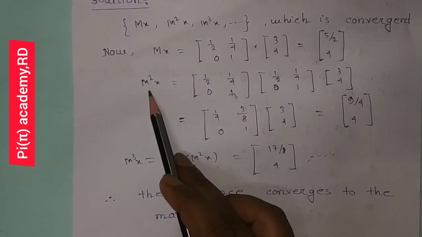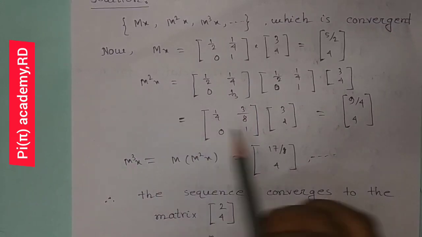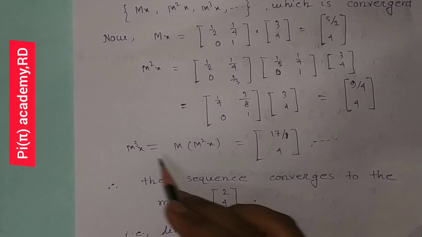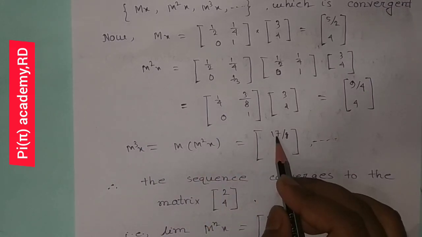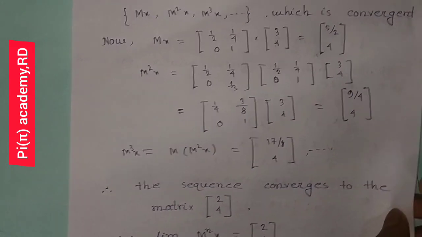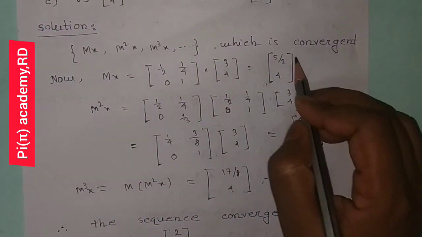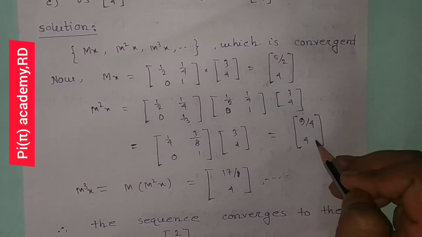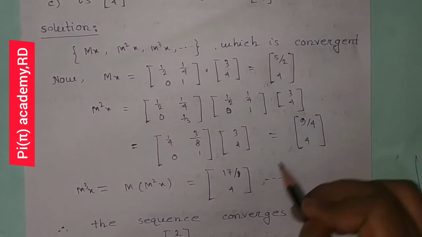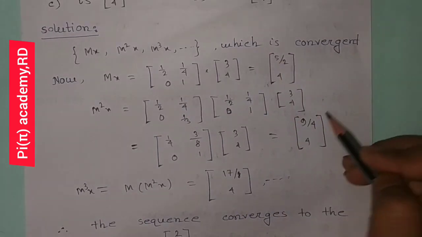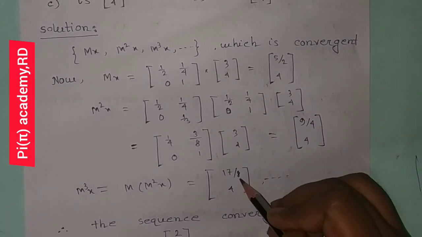Similarly, for m square x we get, calculating this, 9 by 4 and 4, and for m cube x we get 17 by 8 and 4. Therefore, clearly this is 5 by 2 and 4; the 4 is the common element, but here it is changed: 5 by 2, 9 by 4, 17 by 8.